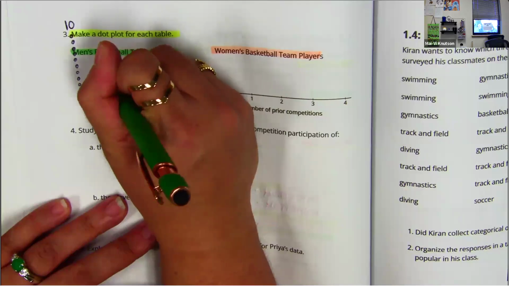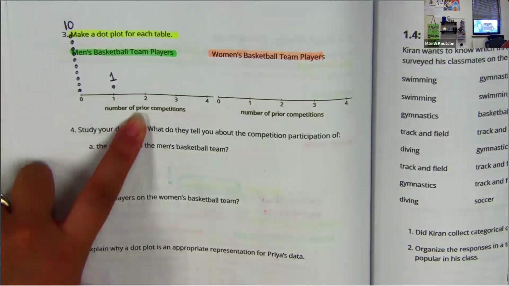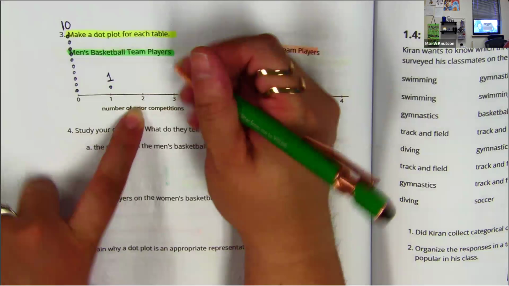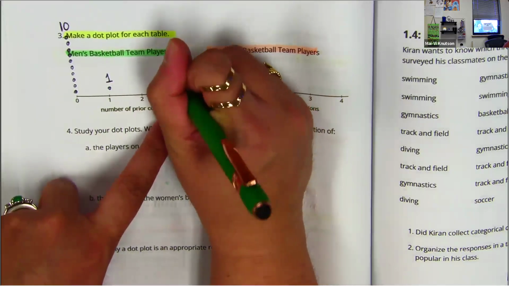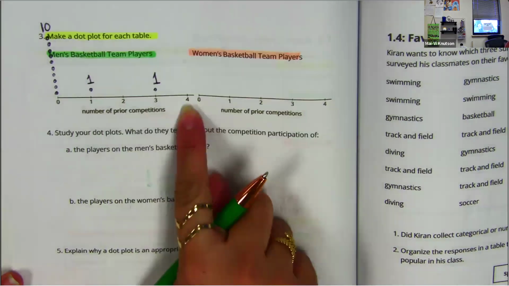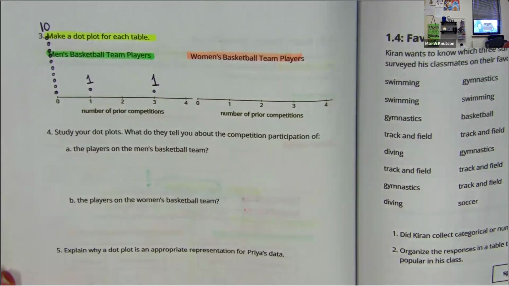Then I have 1 dot at 1. Again, I'm going to put a 1 here so I know it's 1. 0 at 2, so I'm not going to put anything there. And then 1 at 3, so I put 1 dot at 3. And nothing at 4. So that's where you're at for men's.